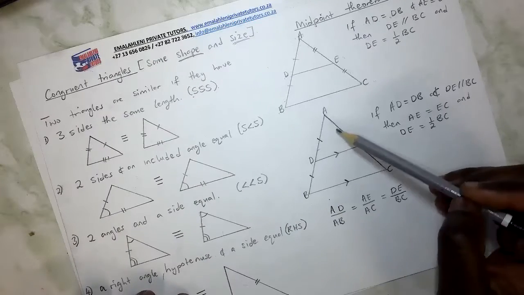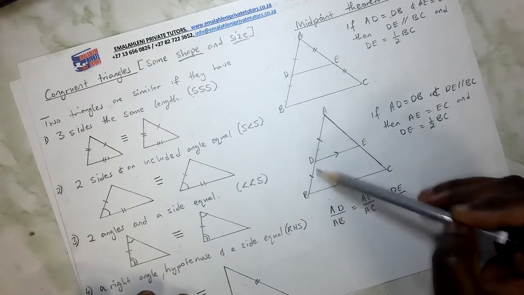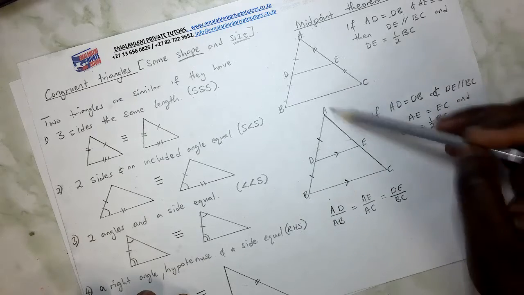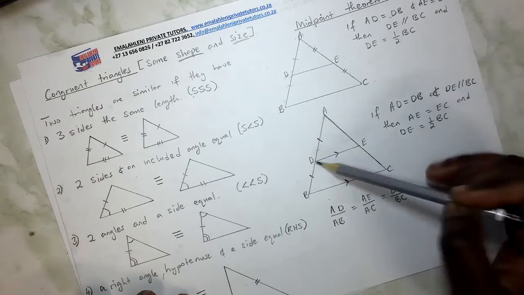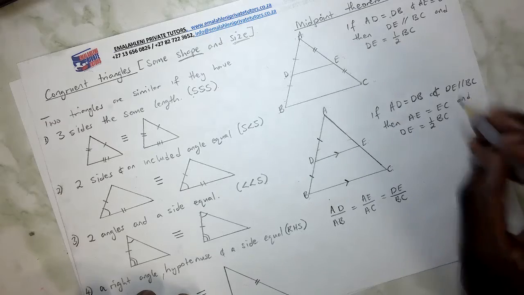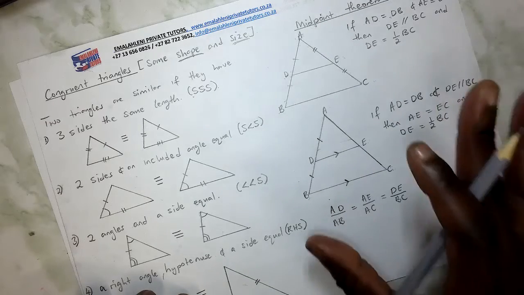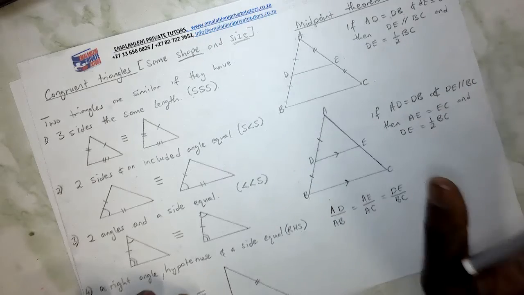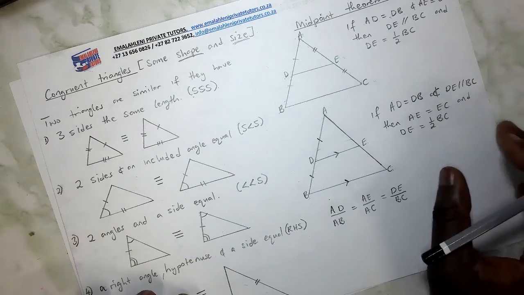Now, another thing again, if we see that AD is equal to DB, and also DE is parallel to BC, then we can say AE will be equal to EC, and also DE will be equal to half of BC. These are things that you apply mostly when you're dealing with Euclidean geometry. And when you see a triangle in a circle, please check for the midpoint theorem, check for parallel lines. Then you can see whether you can apply this theorem or not.